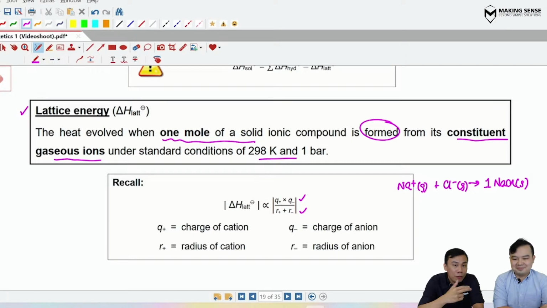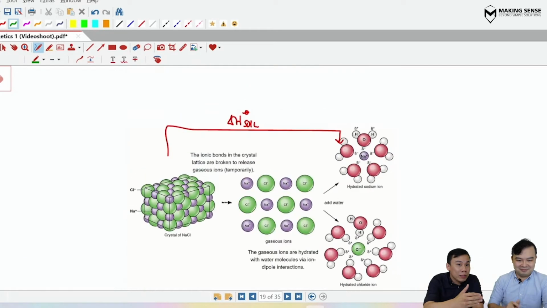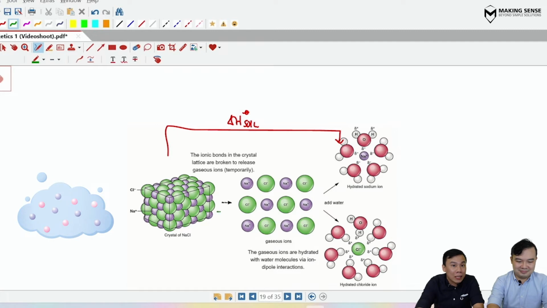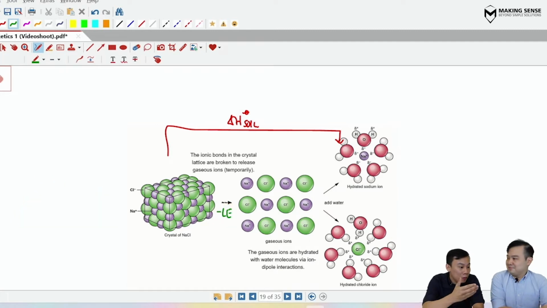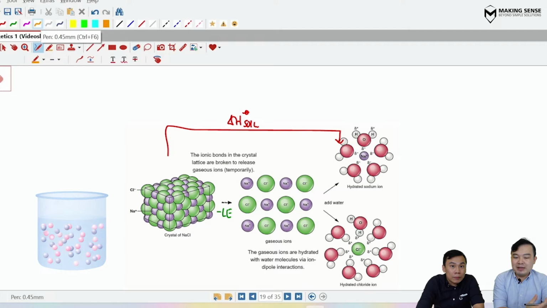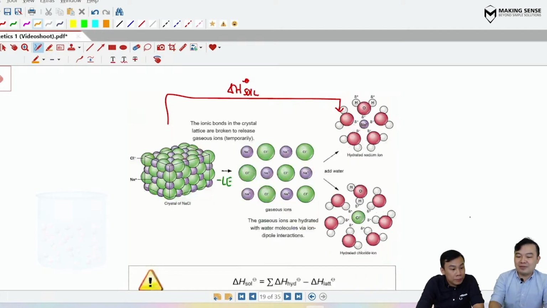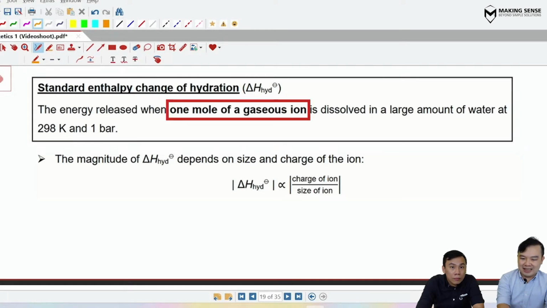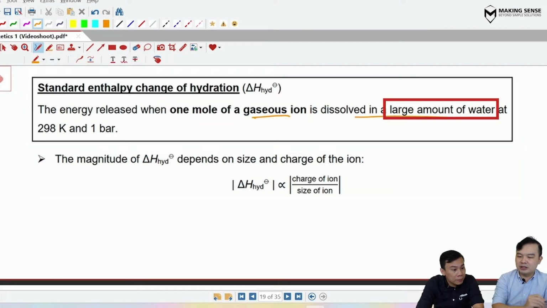But if you realize, lattice energy is about forming an ionic solid, but the dissolution process is actually the opposite. I'm breaking up the ionic solid into gaseous ions, so this process will actually be negative lattice energy. Now, Mr. Leong, after I break up into gaseous ions, what do I need to do next? I need to surround them with water molecules, right? This process is known as hydration, which leads me to the next enthalpy change, the enthalpy change of hydration. Just to remind you again, what's the definition? We are looking at a specific gaseous ion now, not both of them, either just a cation or an anion, and we throw them in water. So we dissolve them in a large amount of water, once again always under standard conditions.